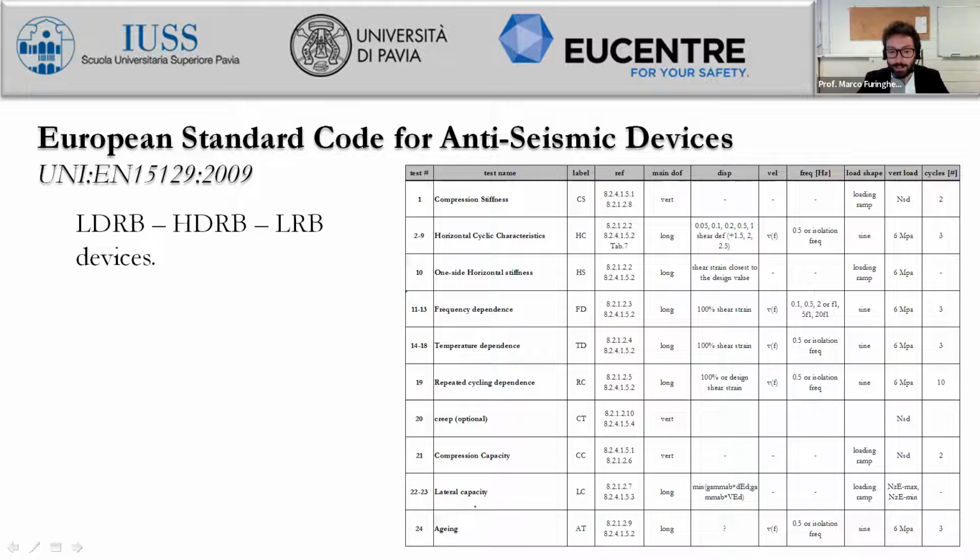And then there is the lateral capacity, compression capacity, creep, which is optional, and aging. Aging is somehow able to provide evidence of the effect of aging, which obviously can be produced artificially by putting the device inside of a beaker up to, I think, 70 degrees for a number of days, so that you are somehow simulating the effect of aging.